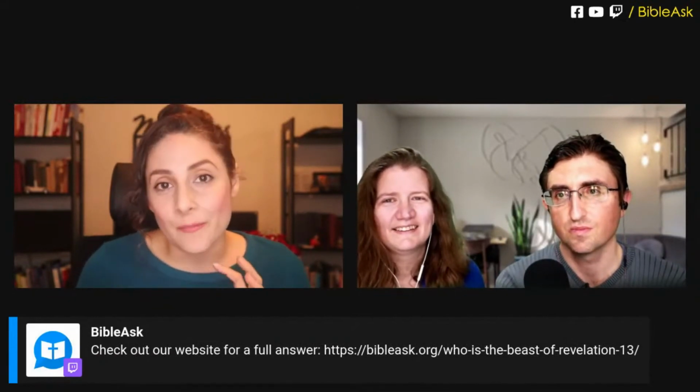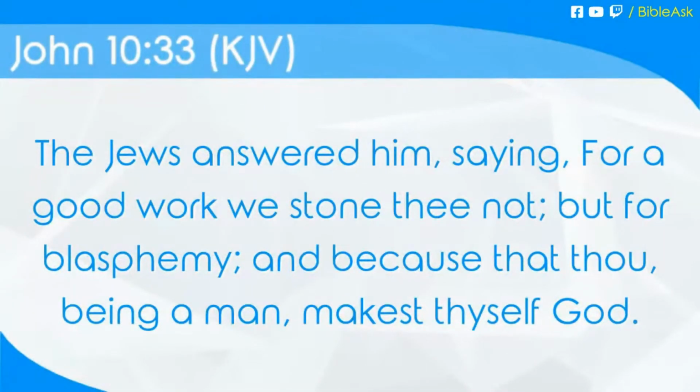So it's an entity based in Rome that has worldwide influence. It says there's a man at his head, and has blasphemy. And if you read it in John chapter 10, verse 33, it says basically that the Jews were angry at Jesus, saying, we're going to stone you for blasphemy, because thou, being a man, makest thyself God. So who is an entity with a man at its head who claims to make thyself God? I'm not even going to tell you.